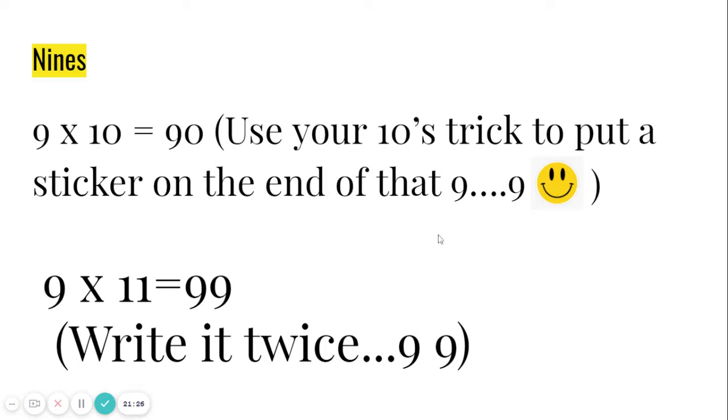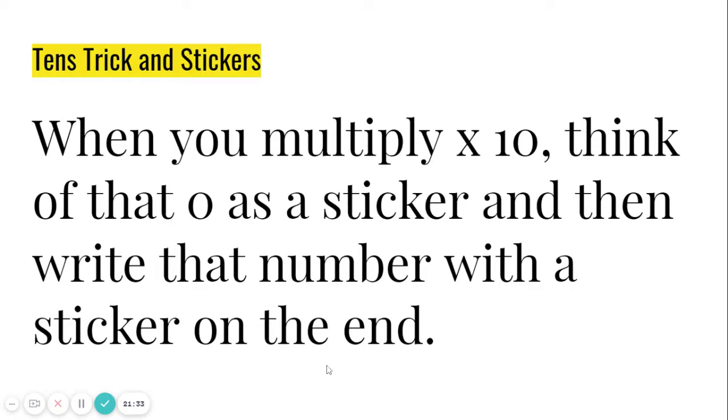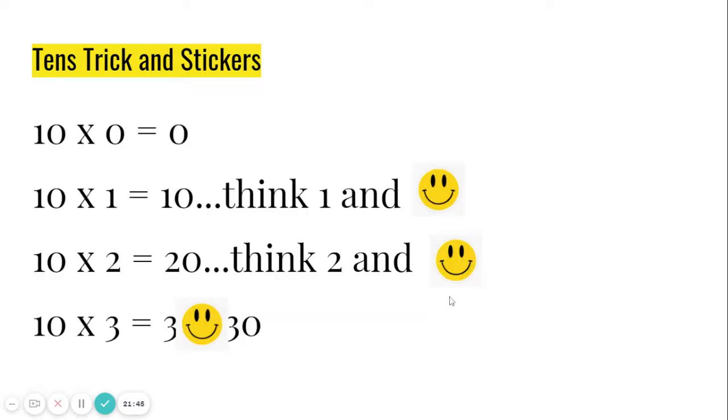Okay, now 9 times 10, I'm going to teach you a sticker trick. And 9 times 11, I'm going to teach you the 11s in just a minute. You're going to get to see the pattern. When you multiply times 10, think of the 0 as a sticker, and we're going to write that number with the sticker on the end. Let me show you. First of all, anything times 0 is what? A 0. Anything times 1 is going to be that other number. So 10, we're going to put a 1 and a 0.